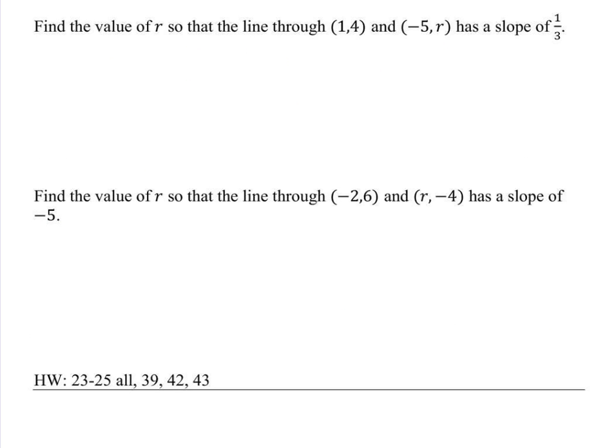Okay. Now we've done everything we need to do in this section. You've learned everything. These two problems right here kind of take it one step farther, and they really apply some algebra. It says find the value of r so that the line that goes through (1, 4) and (-5, r) has a slope of 1/3. In order to do a problem like this, we need to use the slope equation that we learned and then solve for r. That's the tricky part.